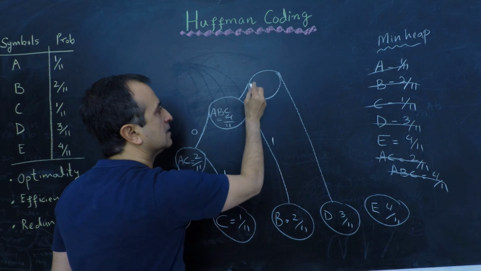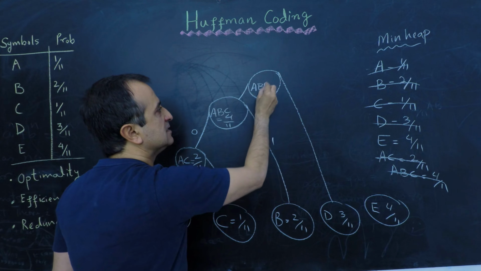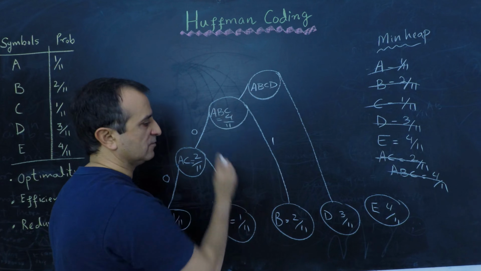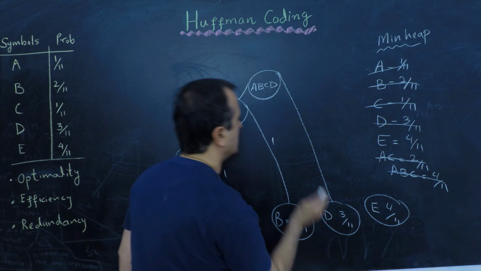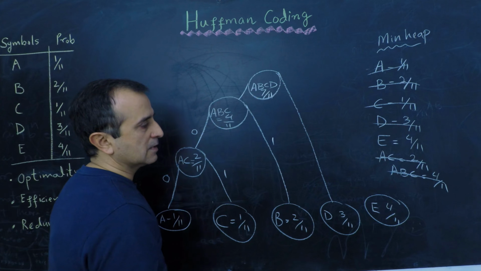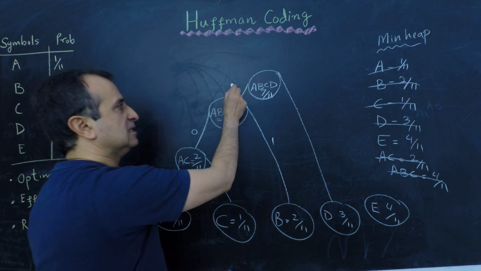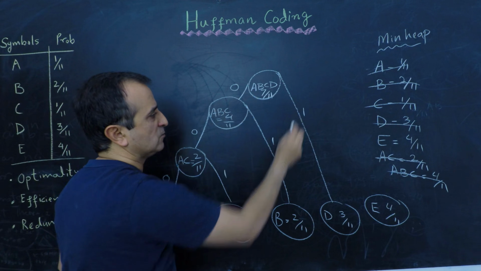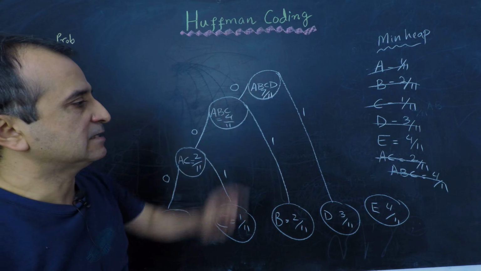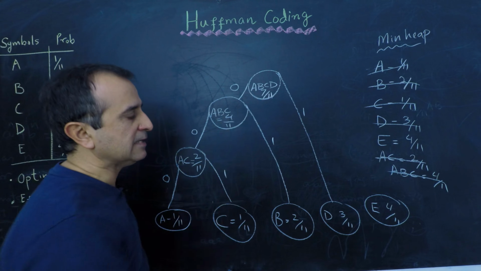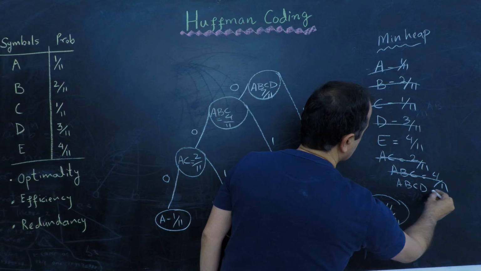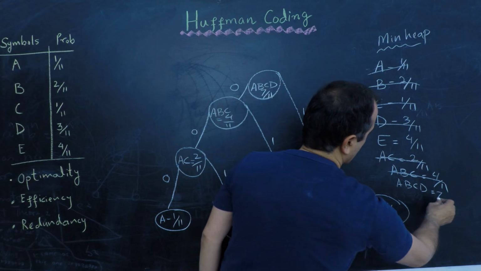Let's call it ABCD, and the value of this new node will be 4/11 plus 3/11 equals 7/11. Once again, this edge will be labeled 0, this edge will be labeled 1, and we will insert this new node ABCD in our min heap. ABCD equals 7/11.